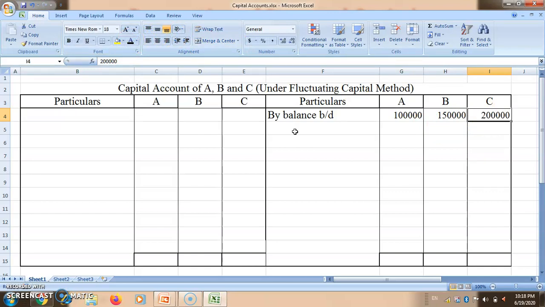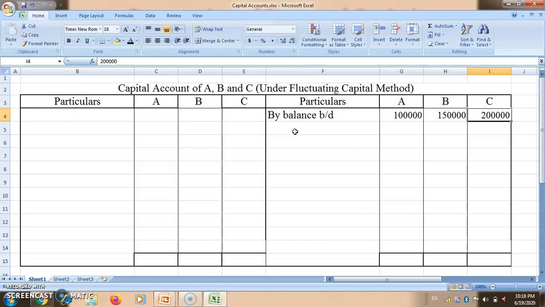Next, it is given that A has introduced additional capital. So it increases the capital, and thereby we will write it on the credit side. Whatever amount increases the capital will be shown on the credit side, and whichever amount decreases the capital will be shown on the debit side. So drawings will decrease the capital, and can be debited. Salary, commission and profit will be credited. If there is a loss, where will it be shown? It decreases the capital, so it will be shown on the debit side.